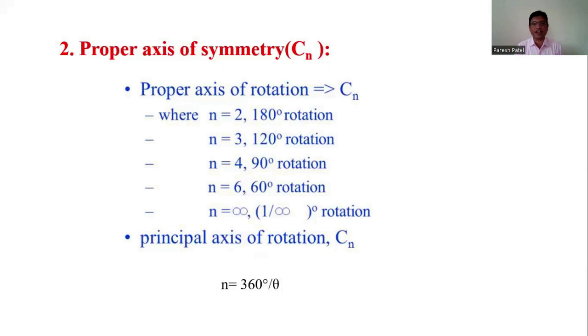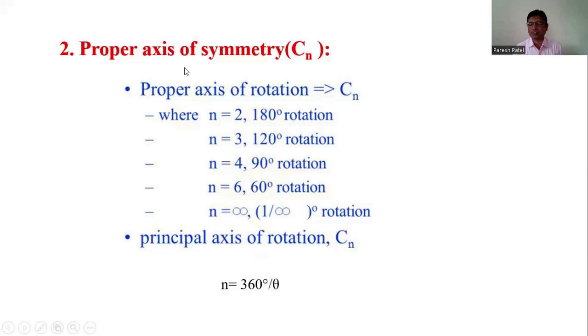The second symmetry element is proper axis of symmetry, and this symmetry element can be recognized as Cn, where n is equal to the order of axis. And the order of axis can be represented by n is equal to 360 by theta. In case of the hydrogen molecule, we already discussed, if we rotate the hydrogen molecule along the imaginary axis around 180 we get the equivalent rotation position.